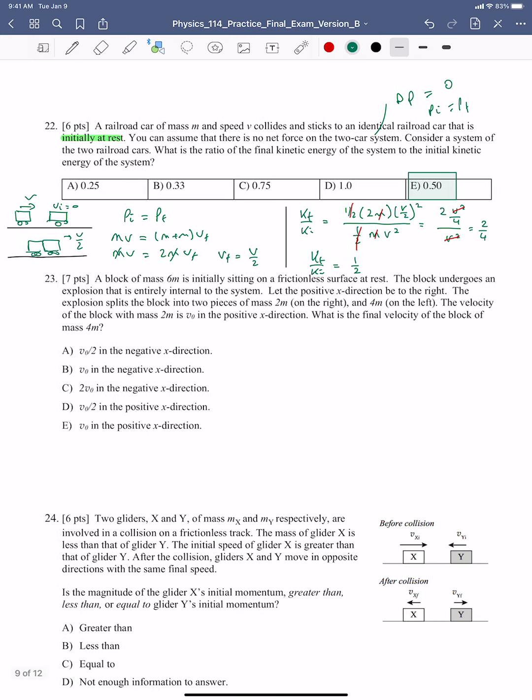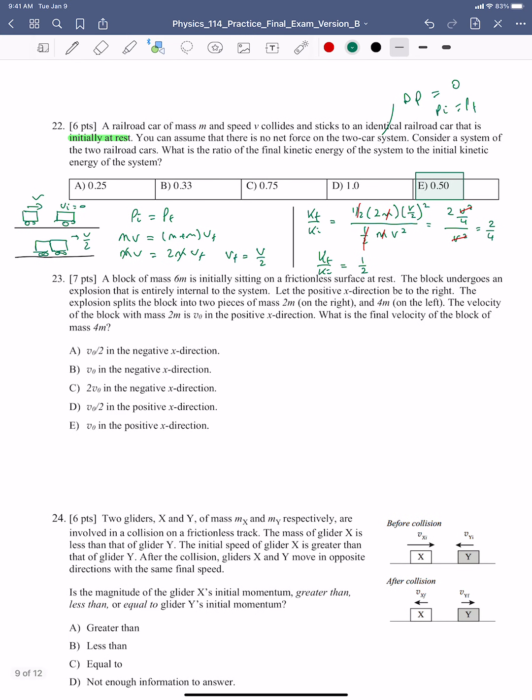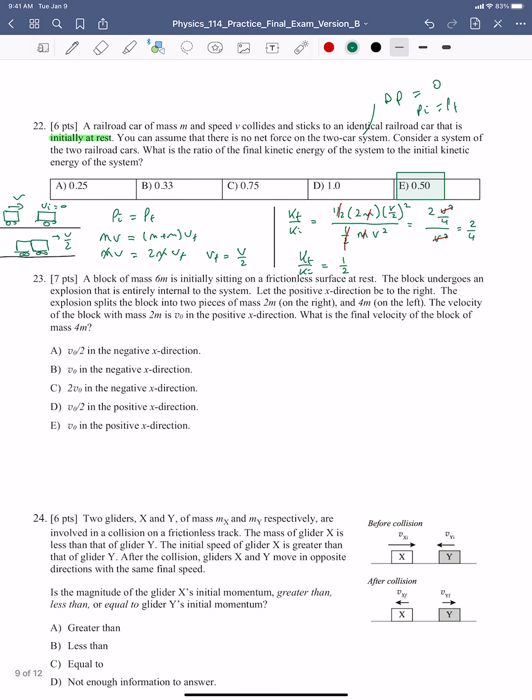Okay, let's move to 23. A block of mass 6m is initially sitting on a frictionless surface at rest. The block undergoes an explosion that's entirely internal to the system. Let the positive x direction be to the right. The explosion splits the block into two pieces, mass 2m on the right, 4m on the left. The velocity of the block with mass 2m is v0 in the positive x. What's the velocity of the mass 4m?